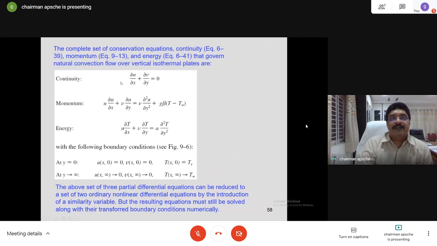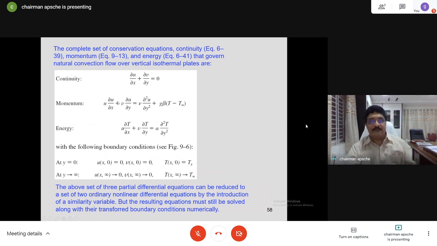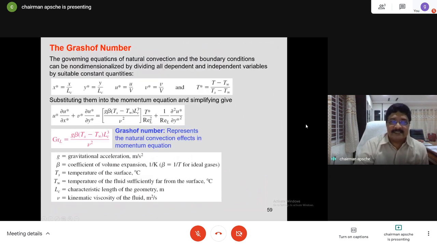So here it is: continuity, mass conservation, the momentum equation, and the energy equation, in only x and y directions, only two-dimensional variation. The other name for the momentum equation is the Navier-Stokes equation. This is where you come across viscosity and viscous effects.